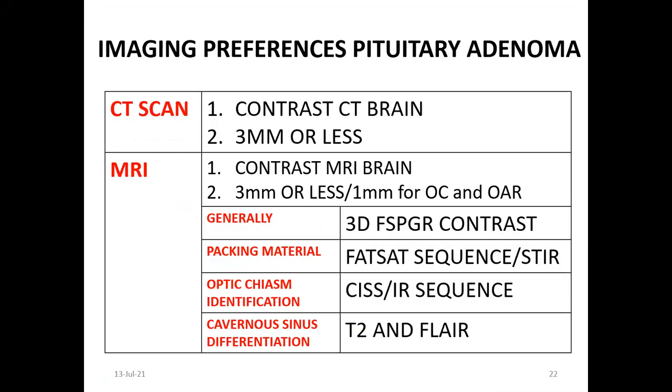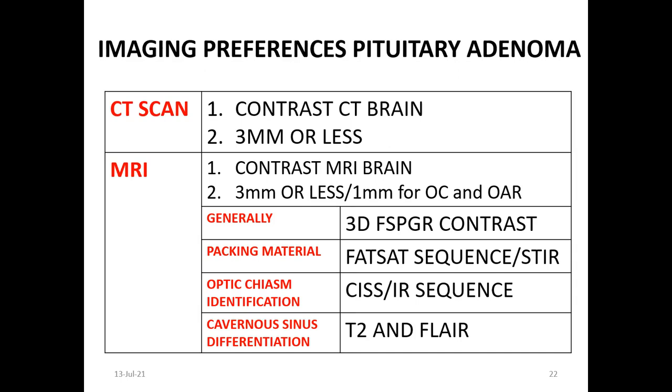So what is the preferred imaging? We have to take contrast CT with beam 3 mm or less. If you are going for MRI, you should go for contrast MRI with slices of 3 mm or less, or less than 1 mm for the optic chiasm and other organs at risk. Generally, 3D FSPGR contrast is useful for the optic chiasm and other structures.